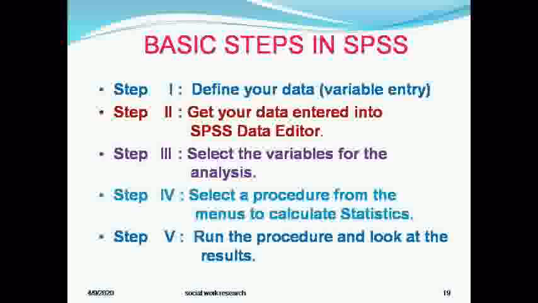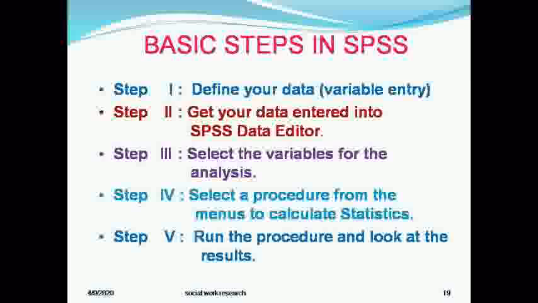Dear students, just to sum up the SPSS, what are the basic steps in SPSS? Step 1, define your data, which means variable entry. That is preparation of the code book in SPSS. Step 2, get your data entered into the SPSS data editor. That means just enter the data in the data view. Step 3, select the variables for the analysis. Here we have seen frequency. Similarly, we can choose cross tabulation, where you can develop bivariate and trivariate tables. There is also an option for finding out chi-square and correlation, which we will see in the next unit.